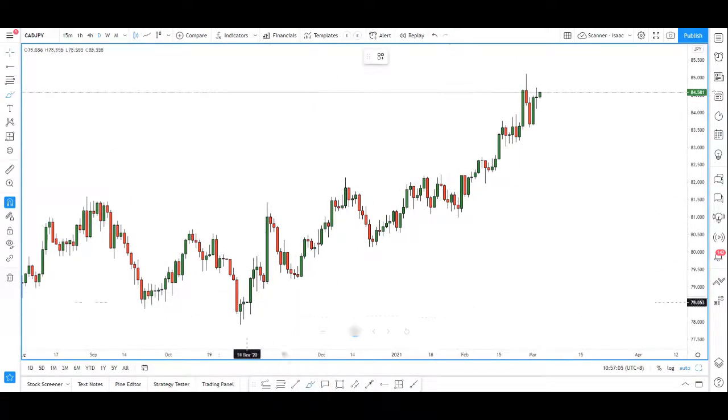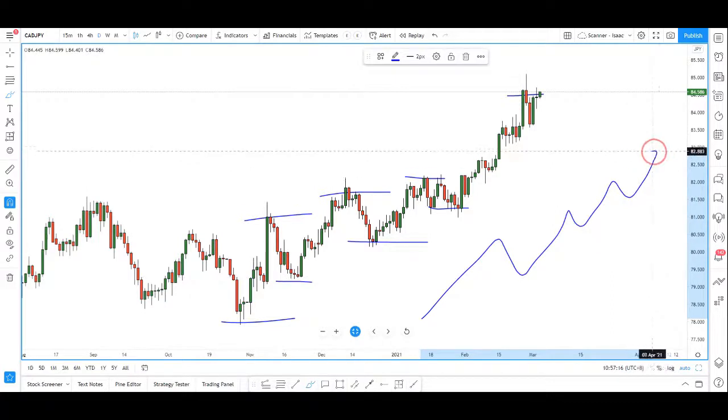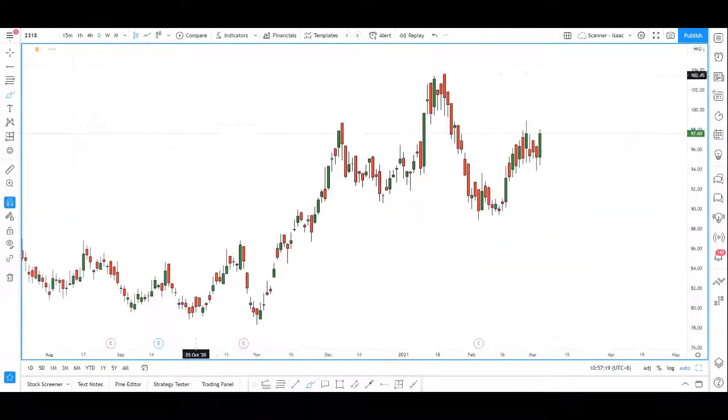Price has been making higher highs and also higher lows. So when the market is making higher highs and higher lows, we know that the market is in a strong uptrend.